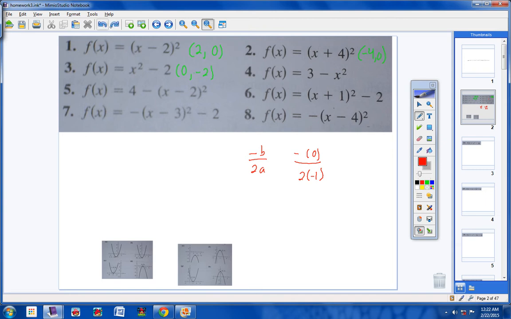Alright, remember b is always the x term. Whatever the x term is, the coefficient of that term is your b. In this case, there is no x term. There's an x squared term and a constant term, but there is no x term. Okay, so b is 0.